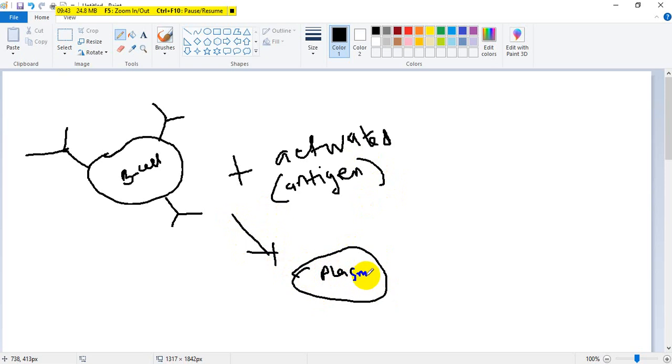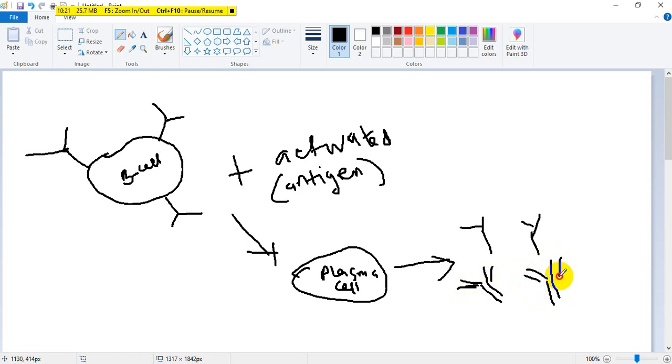A plasma cell is a type of B cell that produces serum or systemic antibodies. So the plasma cell will now produce antibodies in circulation. This is the structure of an antibody. I find it difficult to draw. So plasma cells produce antibodies into the blood to fight infections.